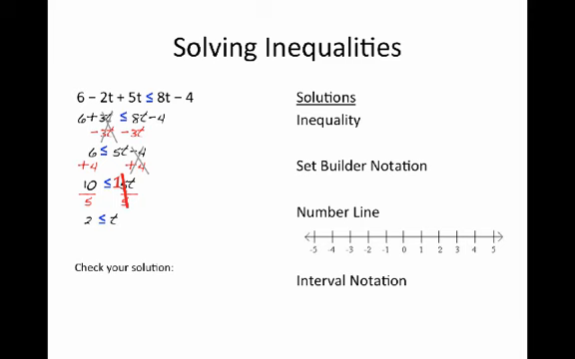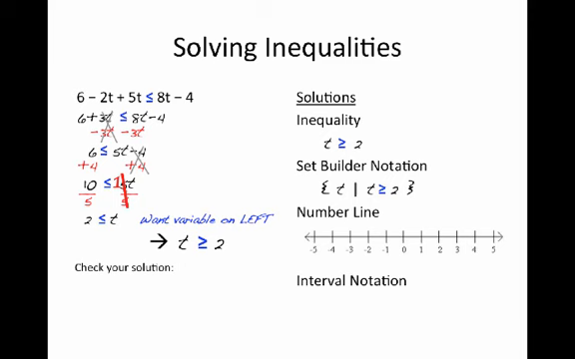I ended up with my t on the right-hand side, and that doesn't work well when we transfer it to a number line. So I'm going to reverse it so the variable is on the left. That means that I have to reverse the inequality too. So when I flip it so that my variable is on the left, I also have to flip the inequality. T is greater than or equal to 2. So my inequality is t is greater than or equal to 2 in set builder notation. Any value of t such that t is greater than or equal to 2, all in curly brackets.